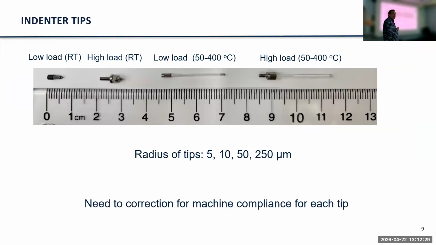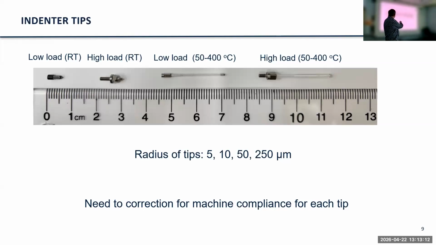Okay, we're going to talk about these tips in a minute. We can do the indent at room temperature, which is what you might normally expect, but we also have a heating stage, so you can go up to 400 degrees Celsius, and I'll show that in a minute. We have different tips for low load, 15 millinewtons, and the large load. In these cases they have little spheres at the end for the indenter shape, with different radii, 5, 10, 50, 250 microns in radius. So for each of these, we have 4 different tips.